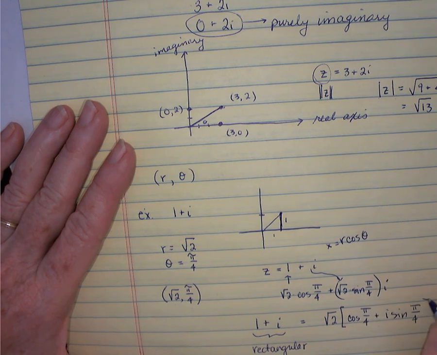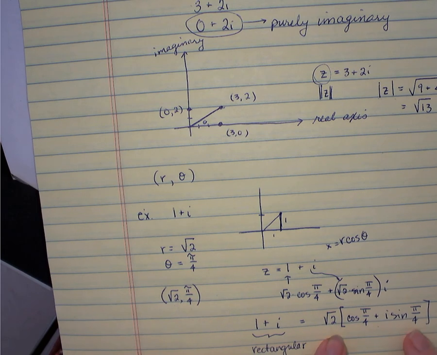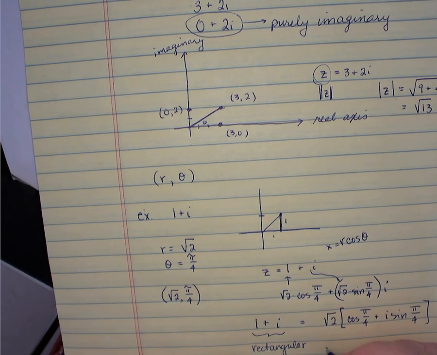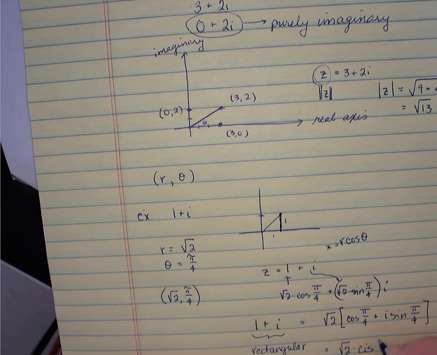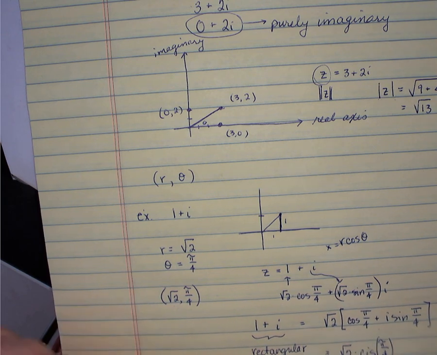What we're doing is highlighting the two important parts that are going to be of use to us very shortly. And in fact, if I get lazy, I can write it as the square root of 2, and I'm going to call this cis pi over 4. Square root of 2 cosine pi over 4 plus i sine pi over 4. So it's always something like that.